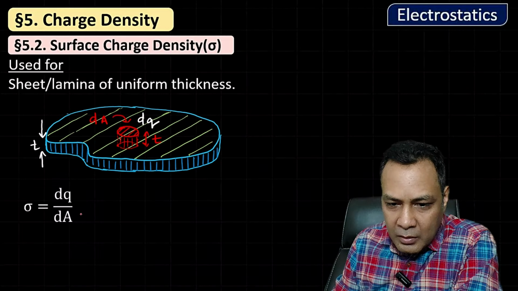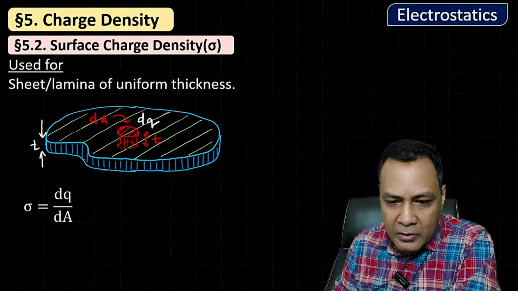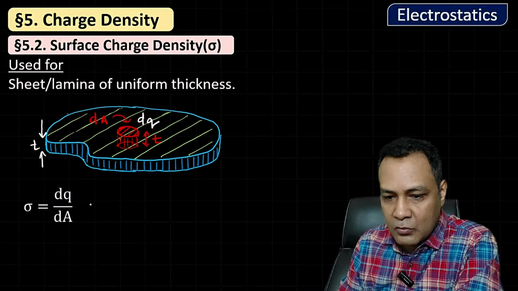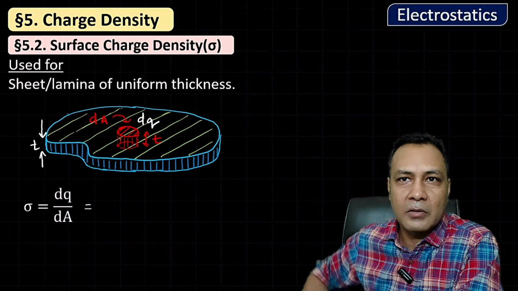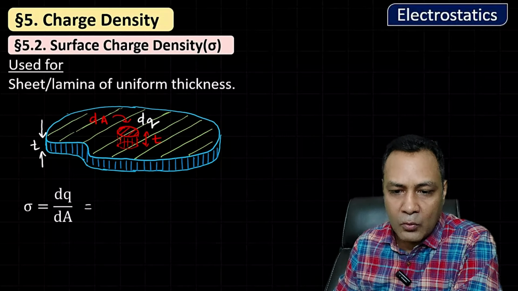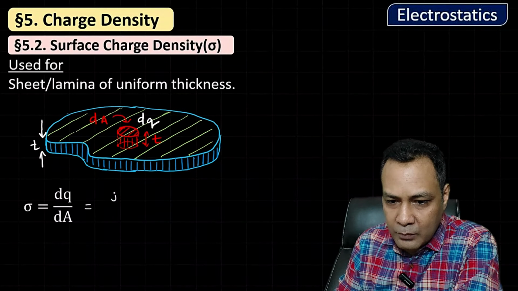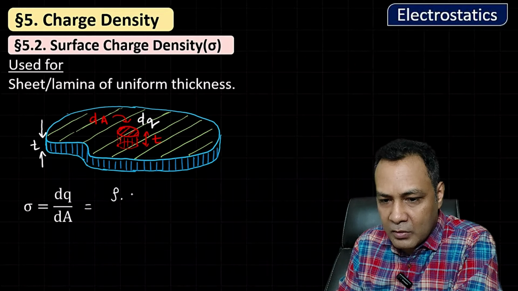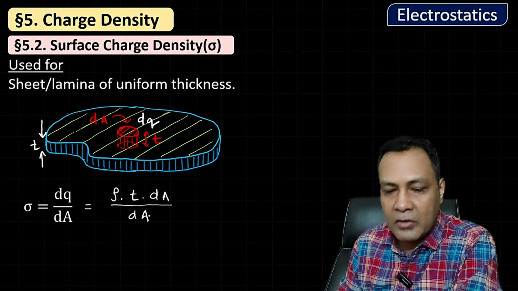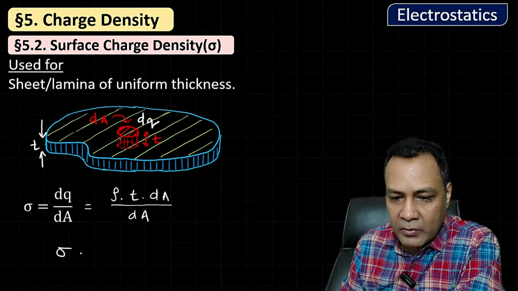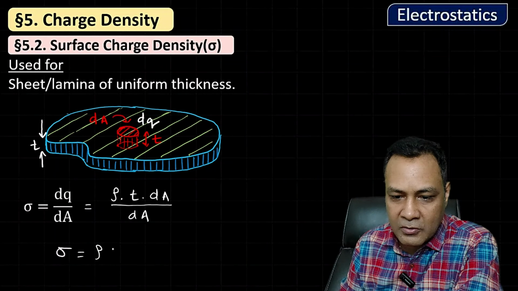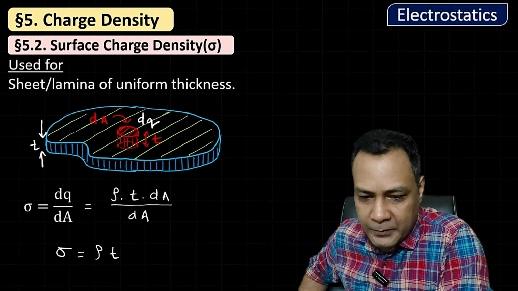And this dq can also be written in terms of the volume charge density. Suppose its volume charge density is rho. We had earlier written rho is equal to dq by dV, so dq is equal to rho into dV. So sigma is rho, and this volume is T into dA, divided by dA. So that dA will get cancelled. So we can also have a relationship between the volume charge density and the surface charge density with the thickness of the sheet, and that is sigma is equal to rho T.